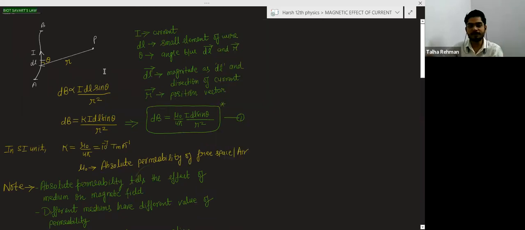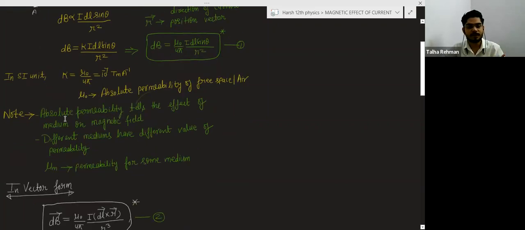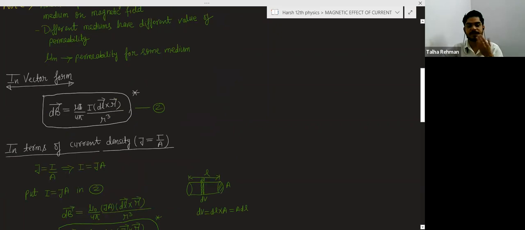With the help of Biot-Savart law, you can calculate the magnetic field at a point due to a small element of the wire. This is the scalar form: dB is equal to mu naught upon 4 pi, I dl sin theta divided by r square. I is the current flowing in the wire, dl is the elemental length of the wire, theta is the angle between the position vector and the dl vector, and r square is the distance. And in vector form, this is the Biot-Savart law.